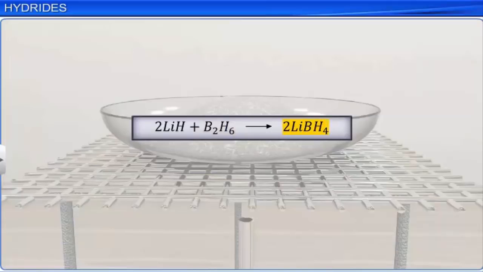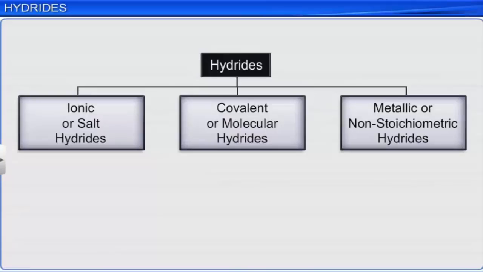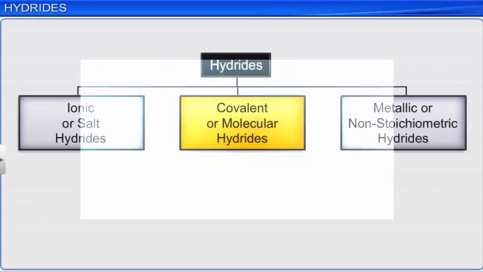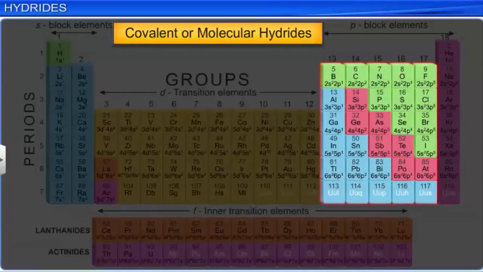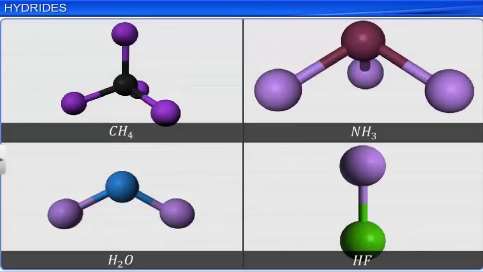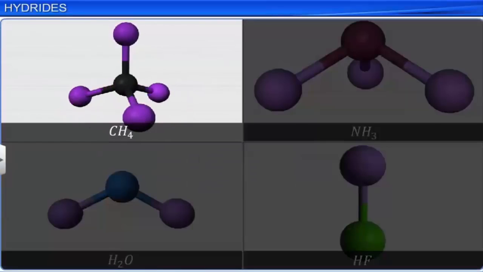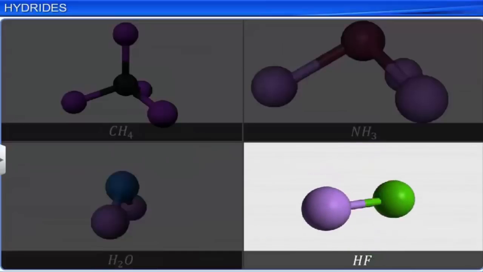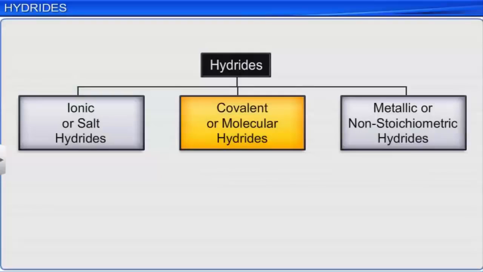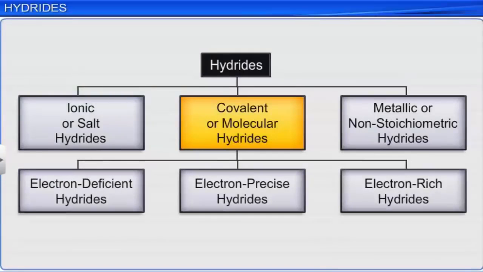The second type of hydrides are covalent or molecular hydrides. Covalent or molecular hydrides are binary compounds of hydrogen with more electronegative elements, such as p-block elements. They are bonded by covalent bonds. For example, CH4, NH3, H2O, and HF. Covalent hydrides are further classified into 3 types, depending on the number of electrons and bonds present in their Lewis structures.